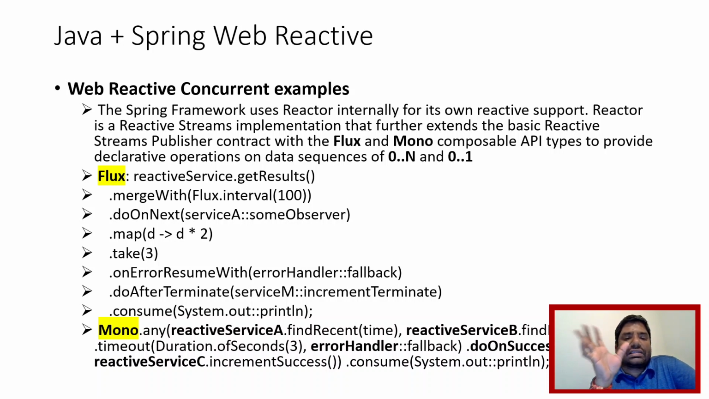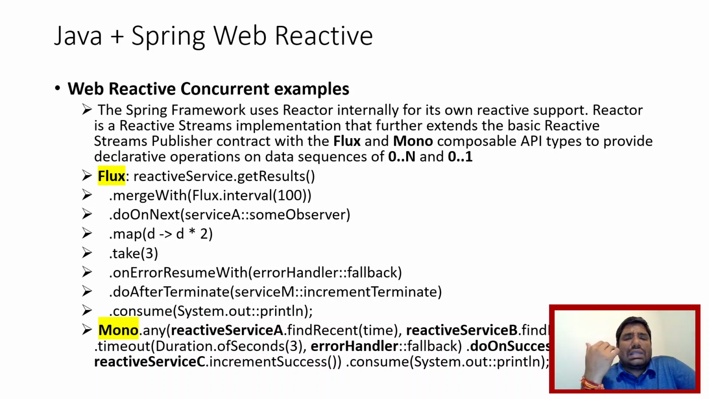As I said, the collection list of employees, for example, or single employee. Now you can see that there is a service called reactive service get results that is returning a flux. You can use that flux with merge with, there is some operation flux interval 100 milliseconds they put it, then do some next operation, and what it is doing there is making a call to service A, some observer, and then getting that result, do a map, take on error, resume with error handler feedback.